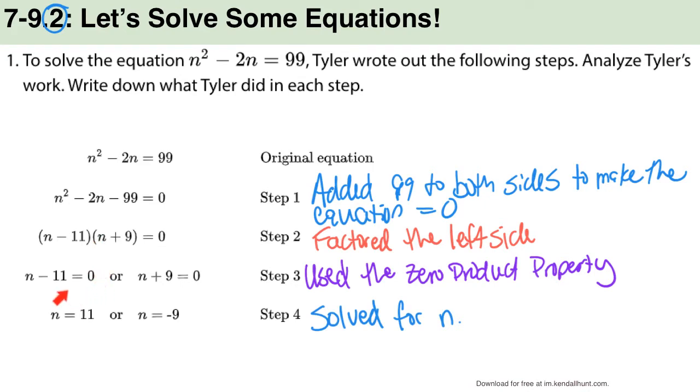And then he used the zero product property. He knew that if this first part equaled 0, or if the second term equals 0, that the whole thing would equal 0. And that's what you've done before when you found zeros for the quadratics. And then he solved for n. And what that means is that if n equals 11, this equation is true. Or if n equals -9, this equation is true.